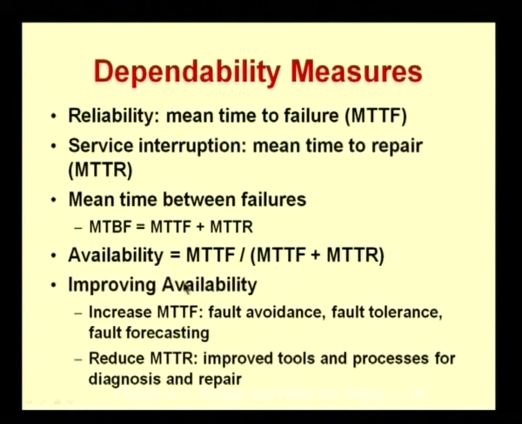So if I want to increase availability, that is what our goal always is, right. How will I improve availability? I can improve availability by increasing MTTF, that is mean time to failure, and by decreasing the MTTR. That is what we normally do. The MTTF increase is done by means of fault avoidance, fault tolerance techniques and so on, by providing duplicate devices, duplicate disks and so on, and MTTR reduction is done with the help of improved tools which will allow us to do the diagnosis and repair faster.